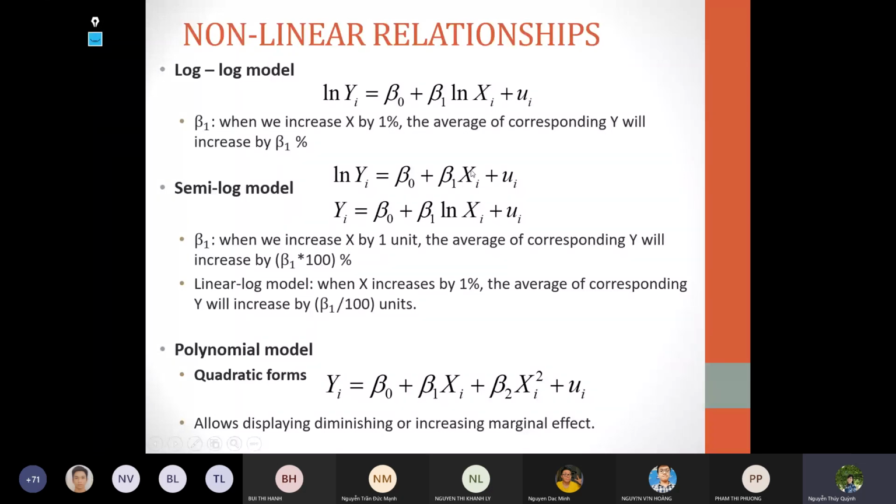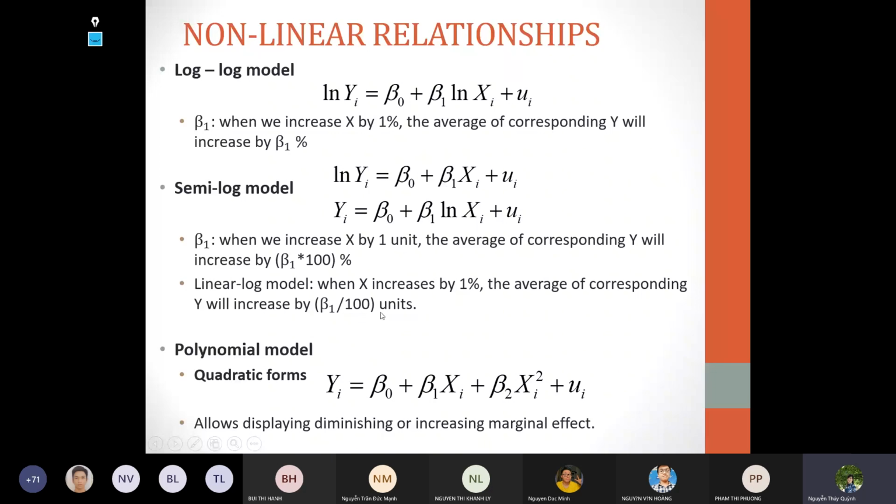Remember that the interpretation of the slope of a log-linear model is different from the interpretation of a linear-log model. One is beta 1 times 100%, and one is beta 1 divided by 100 units, right?